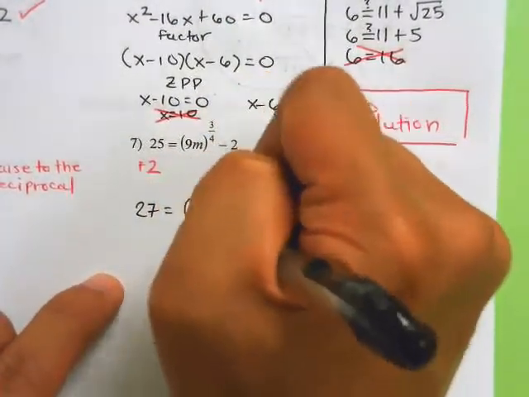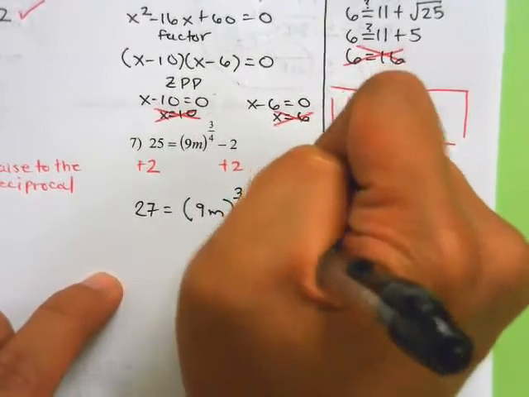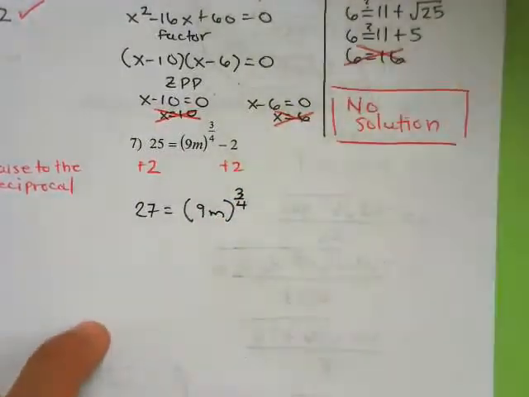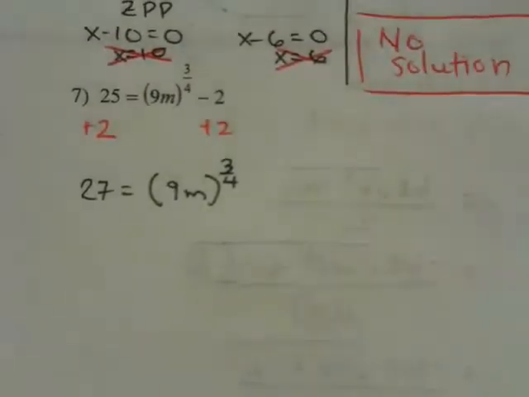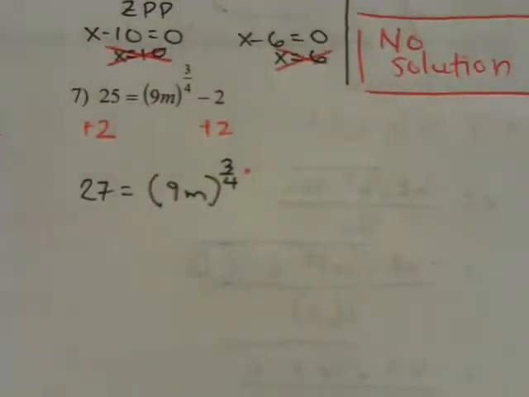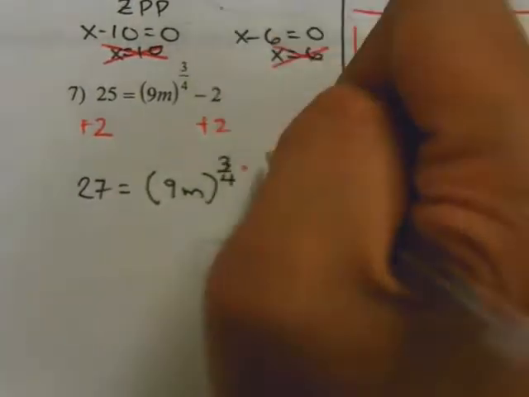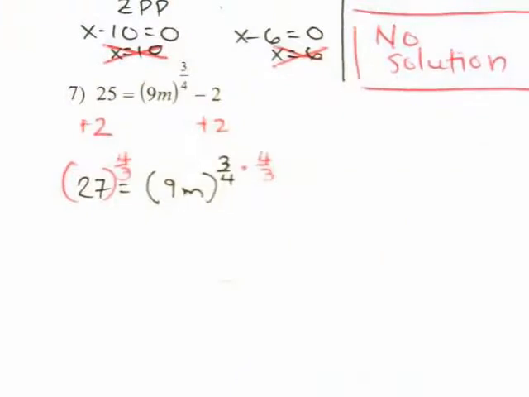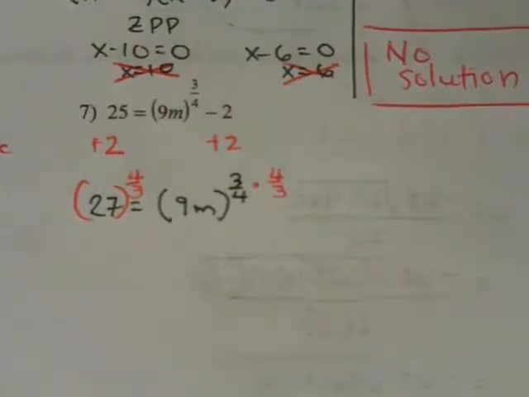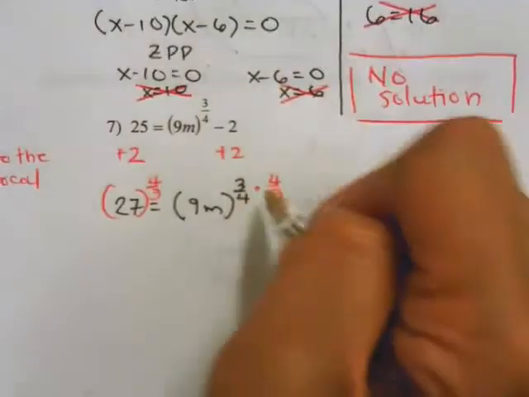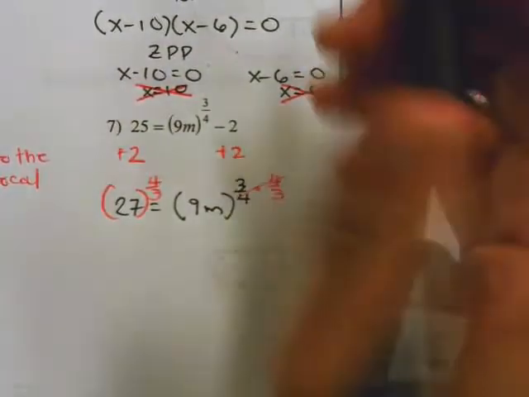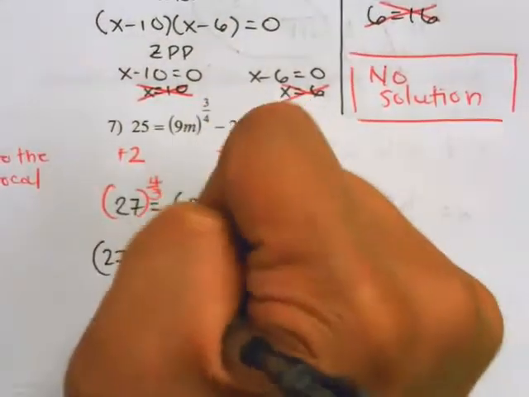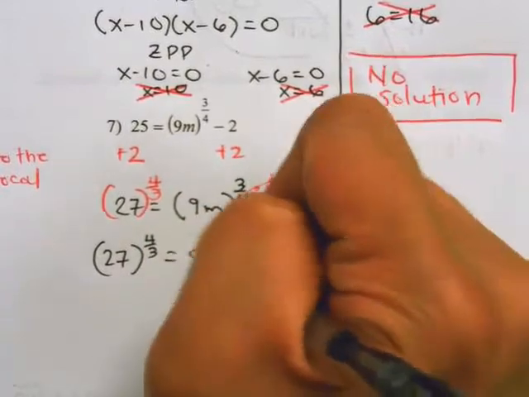27 is equal to 9m quantity to the 3/4. Sorry, that's a 3. Now, to undo the 3/4, we're going to raise it to the reciprocal, and the reciprocal of that is 4/3. So we're going to go 27 to the 4/3. What's going to happen is these undo each other. So 27 to the 4/3 is equal to 9m.